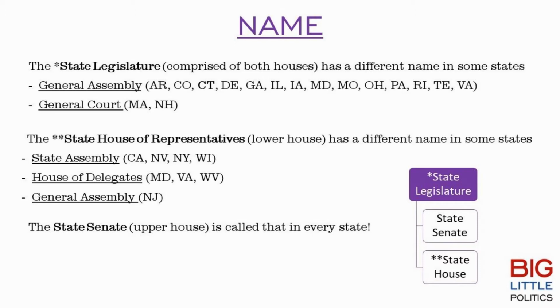And in New Jersey, they just call this lower house the General Assembly. So they'll call the entire structure the state legislature, the New Jersey State Legislature, and then they have a New Jersey General Assembly, which is just that one lower house that exists in addition to the state senate.